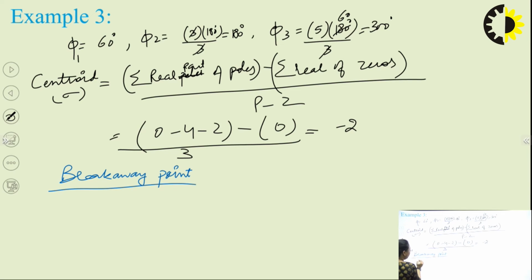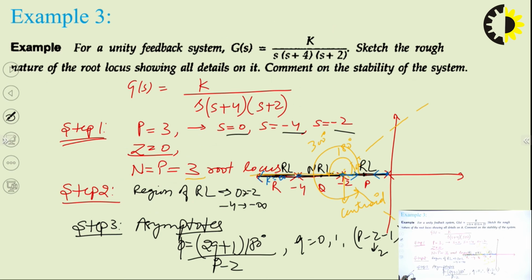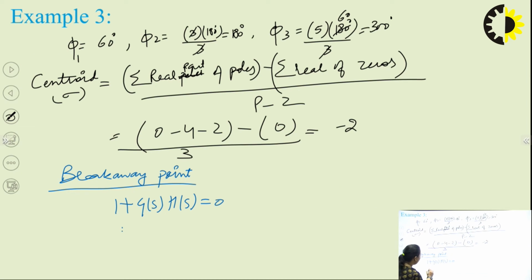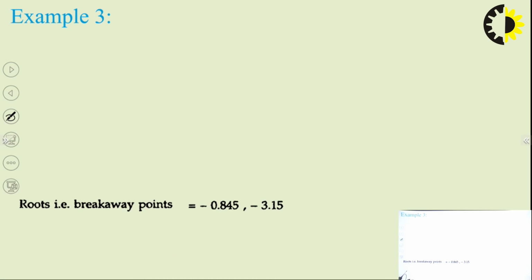So the breakaway point can be calculated by using the characteristic equation, which is 1 plus GSHS is equal to 0. 1 plus GSHS is equal to 0. And for this system, this is 1 plus k upon s into s plus 2 into s plus 4 equals to 0. So it comes out to be s into s plus 2 into s plus 4 plus k is equal to 0.